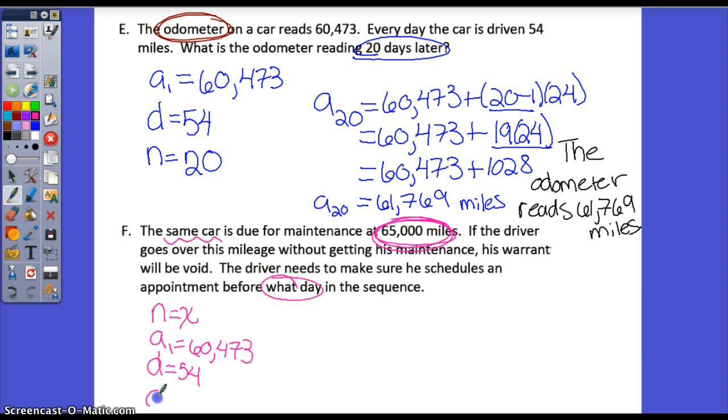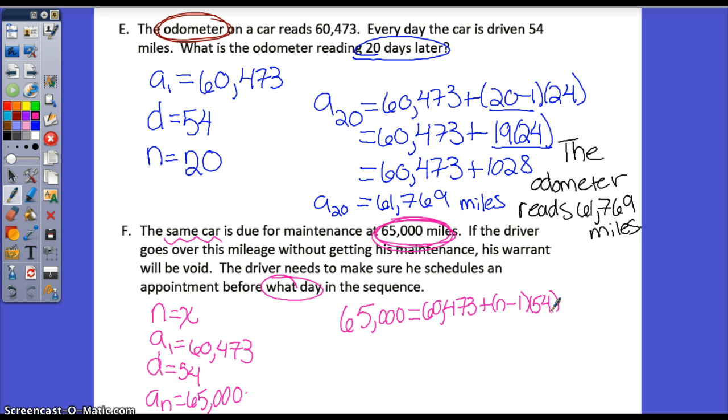So I know that a sub n equals 65,000 miles. I know what the term is, I just don't know what number it is in the sequence. So if I fill it in, I get 65,000 equals 60,473 plus, I don't know what n is, I don't know what number in the sequence it is, n minus 1 times my difference of 54.